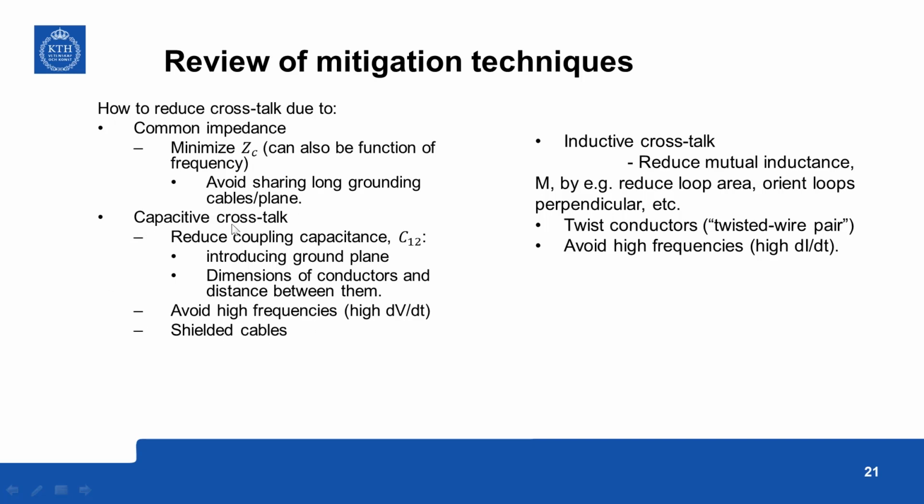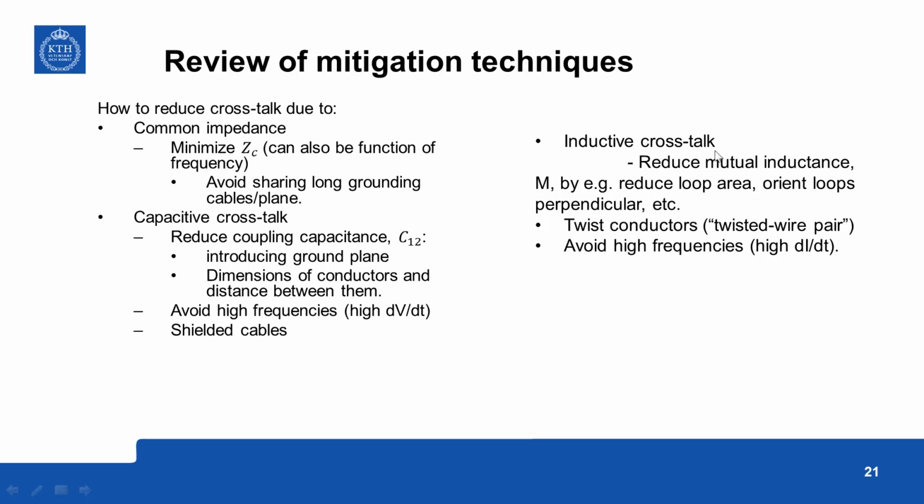For capacitive crosstalk, first we can adopt different techniques to reduce the coupling capacitance, such as introducing a ground plane, controlling the dimensions of conductors and the distance between them, etc. Then we can avoid high frequencies. We can use shielded cables with at least one end grounded, which we will see later.